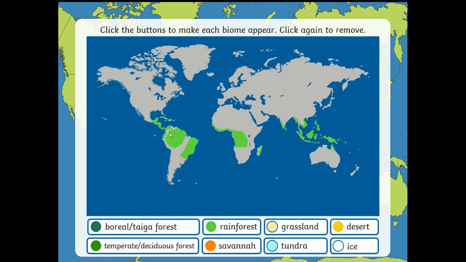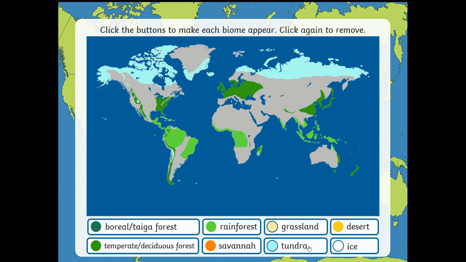So those are all parts which have rainforests. And then we have temperate and deciduous forests. So that's our climate in Britain. We have a temperate deciduous forest climate. So it has seasons and it's quite cool, isn't it, and wet.